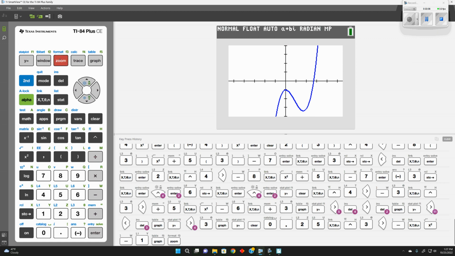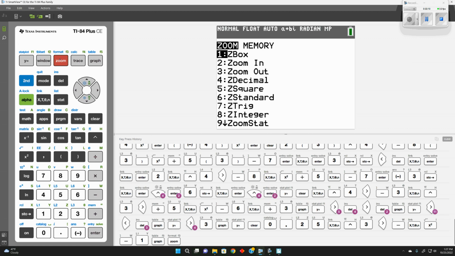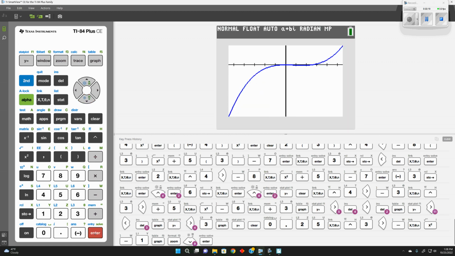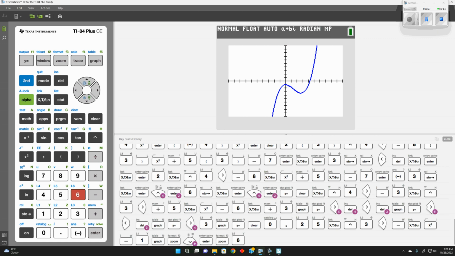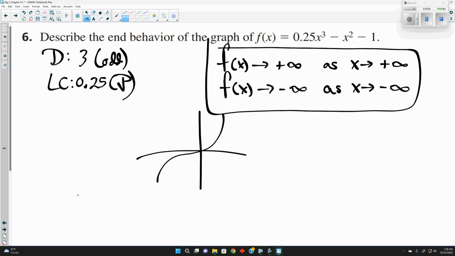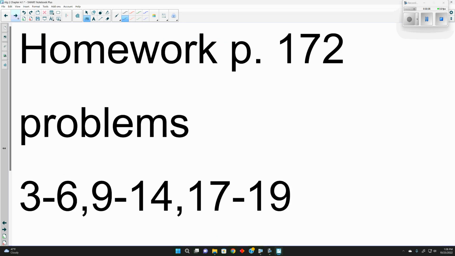Now, one thing I could do is say zoom. Well, we can do zoom out. There's one below it, zoom stat, zoom fit. I would not use zoom fit too often because it doesn't give us a good picture of it. Zoom 6 gives us a better idea, a better view of it. It's just a standard picture. Questions on this here? That's it.